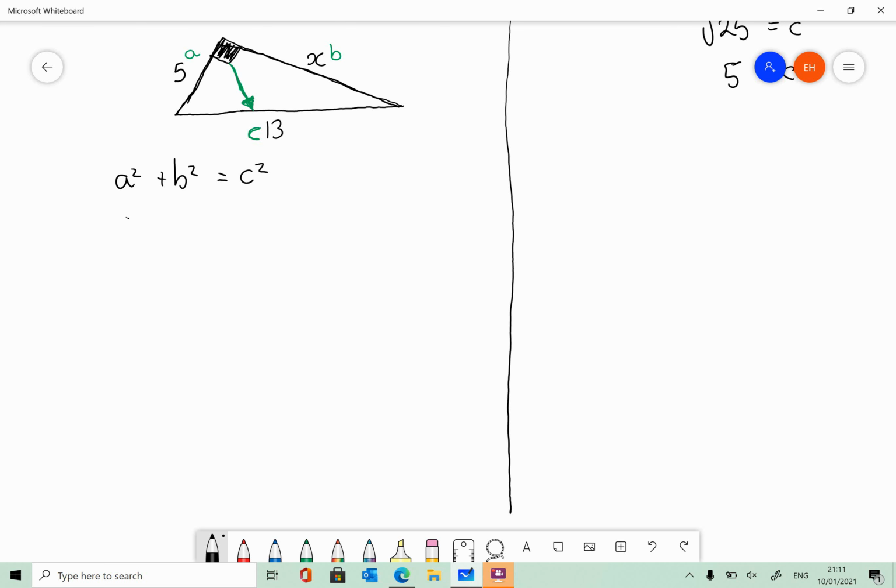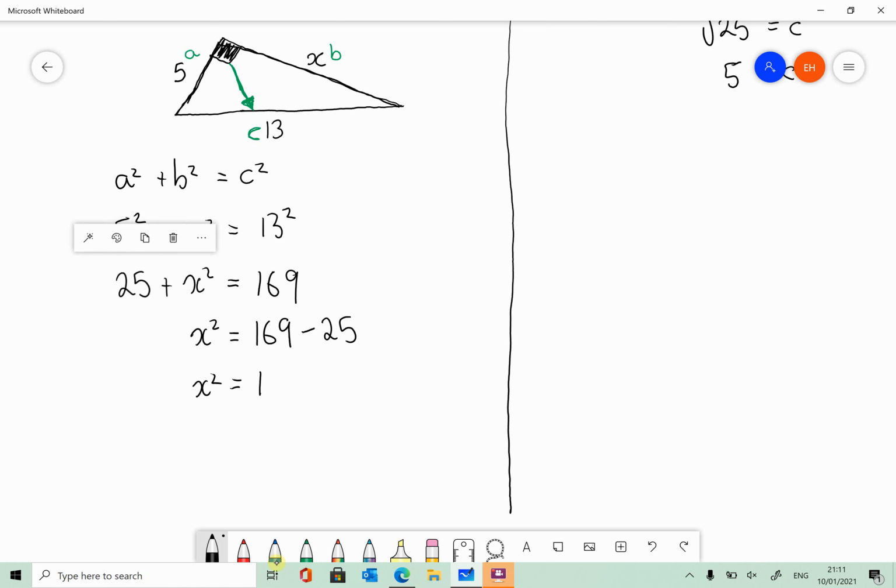So we have 5 squared plus x squared equals 13 squared. So that's 169 equals 25 plus x squared. So x squared is equal to 169 minus 25. So x squared is equal to, I know it's going to be 144. So x by itself must equal the square root of 144. So x must equal 12. Okay, so that's how to use Pythagoras' theorem backwards.